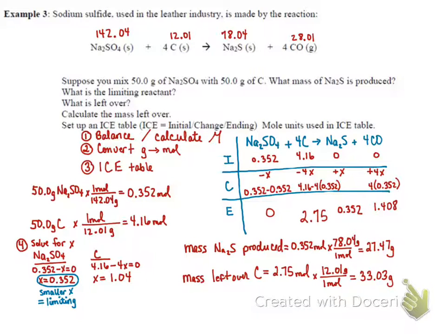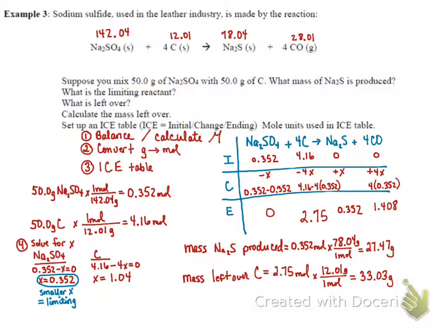The question in our problem was, what is the mass of sodium sulfide produced? So that's the one that we care about. If we'd been asked about carbon monoxide, we would do the other one. But the mass of sodium sulfide produced is the number of moles from our ice table at the bottom, change it back to grams, multiply by its molar mass, and that gives us grams.